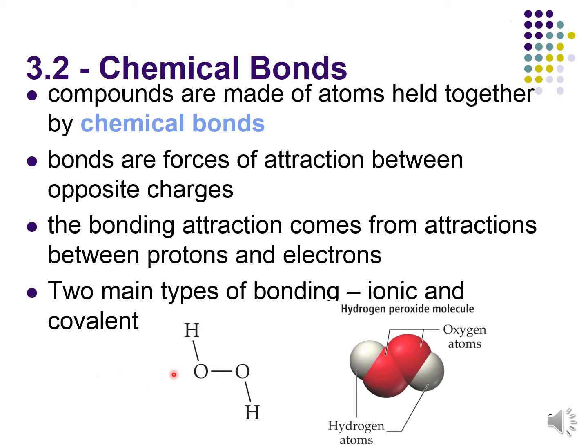This is showing us a couple representations, though. The line between the atoms represents the chemical bond. That represents what's holding those atoms together. And in this one, the space-filling model, the atoms are just kind of squished together. That's representing the bond.